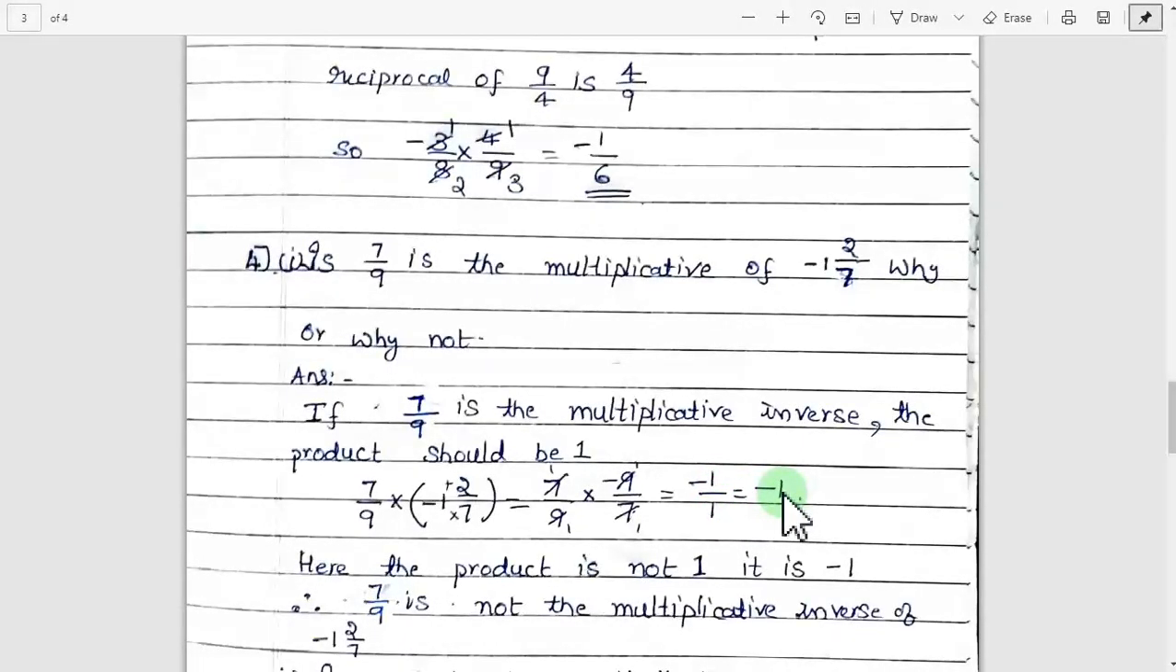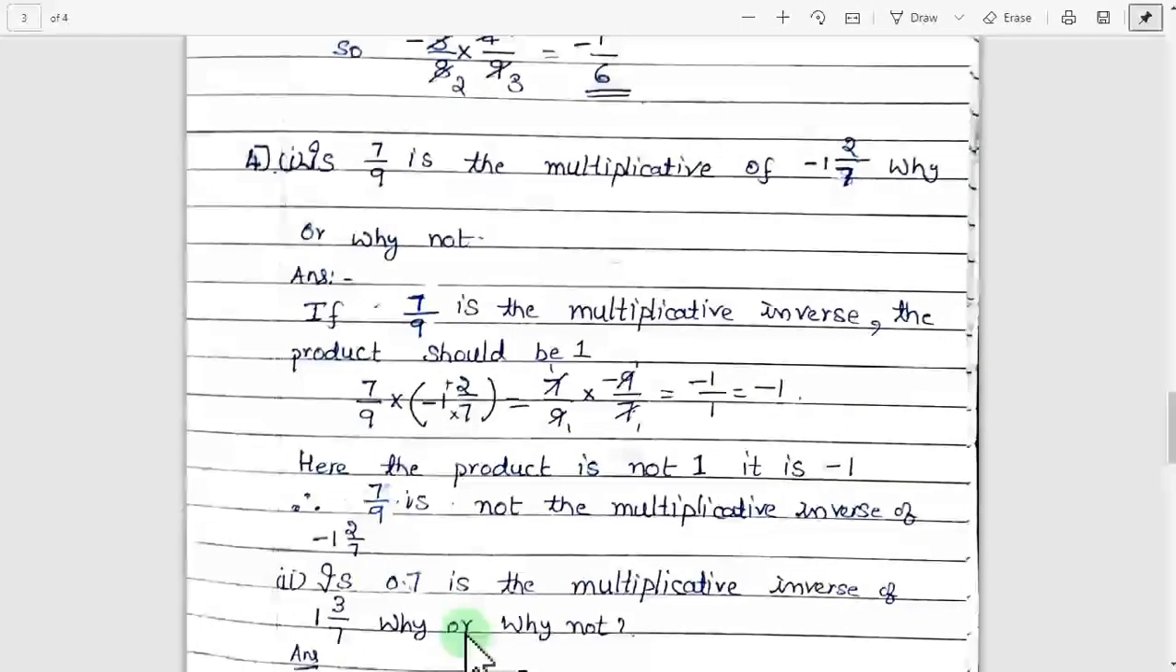But if it is a multiplicative inverse, when we multiply we have to get plus 1, but here we got minus 1. So what is the conclusion? Here the product is not 1, it is minus 1. So 7 by 9 is not the multiplicative inverse of minus 1 2 by 7.